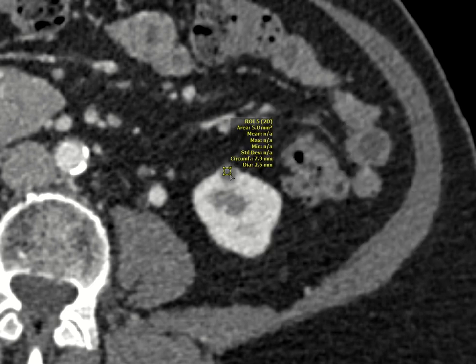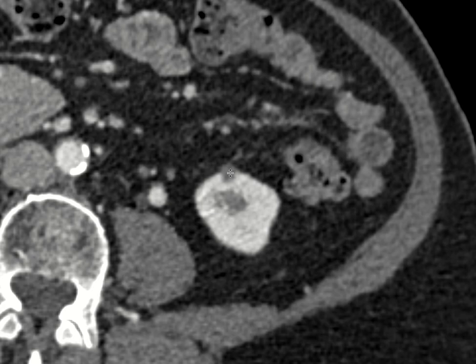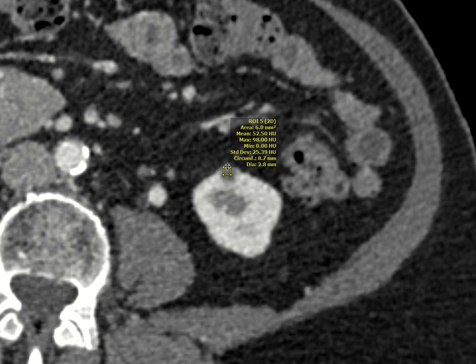If we put a region of interest over the area here and we try to get it to move so that it's right over the center of the lesion itself here, and you want it to take up about 2/3 of the size of the renal lesion itself. You can see that the density here is 49 Hounsfield units, and so anything above 30 Hounsfield units becomes concerning for something that's solidly enhancing.